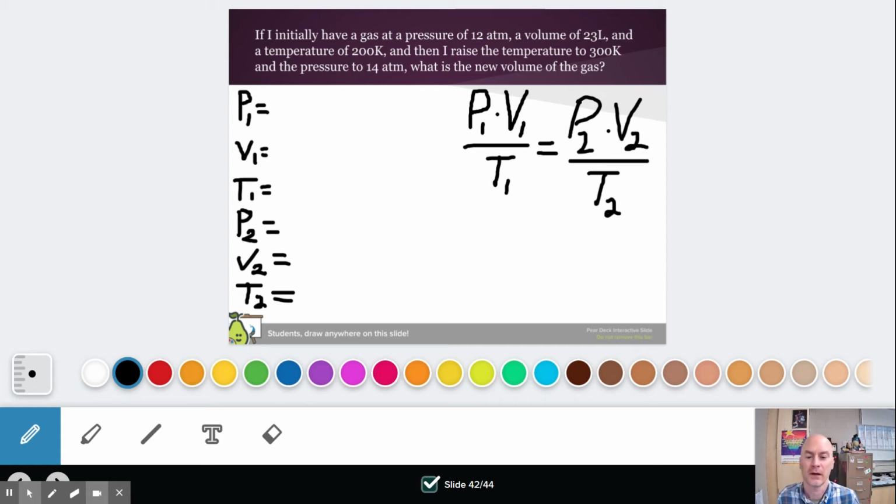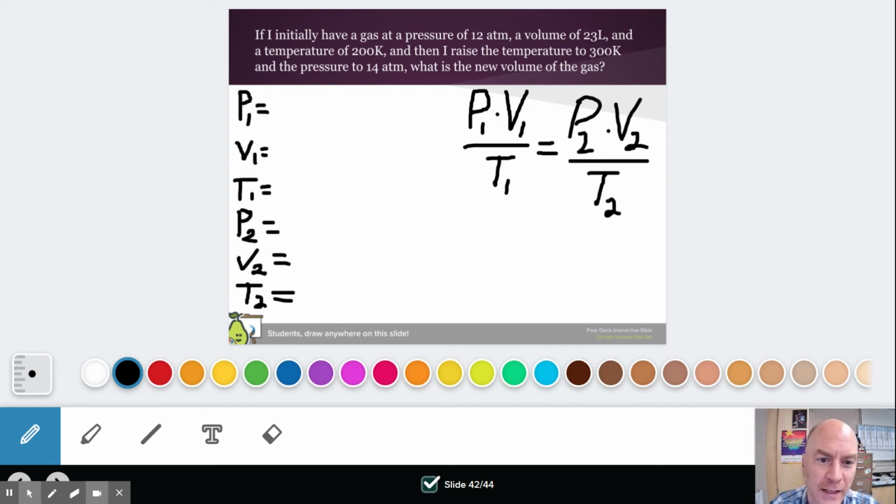So for any particular sample of gas, if we've got the same number of moles, so we don't lose or gain any gas, and we change the conditions, pressure, volume, and temperature, if we know the initial conditions and we know two variables on the final conditions, we can find the other variable.